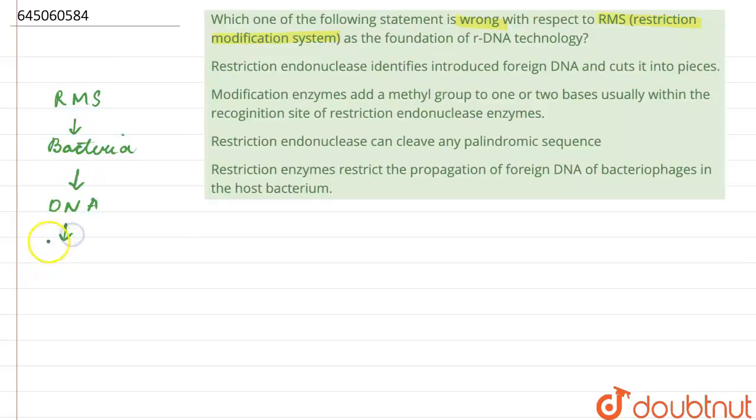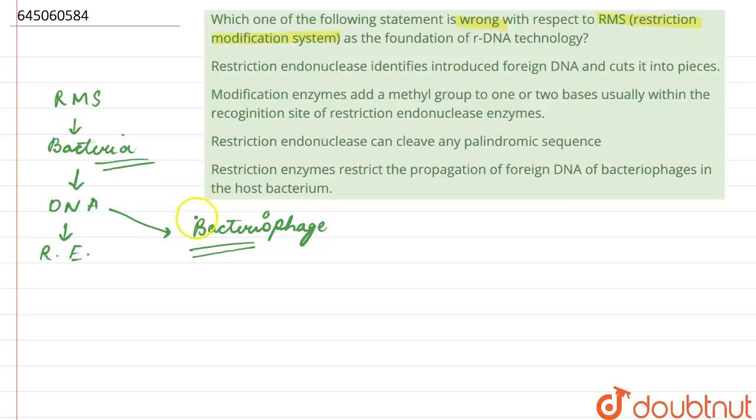Now, the restriction modification system is present in the bacteria to protect its own DNA from being cut by the restriction endonuclease enzyme, as well as to protect its DNA from a foreign DNA, for example, of a bacteriophage. Bacteriophages are viruses that infect the bacteria, right? And they enter the bacterial genetic machinery and replicate. So to protect a bacterial cell from a bacteriophage or a foreign DNA, as well as from restriction endonuclease, bacteria have developed this system called the restriction modification system.